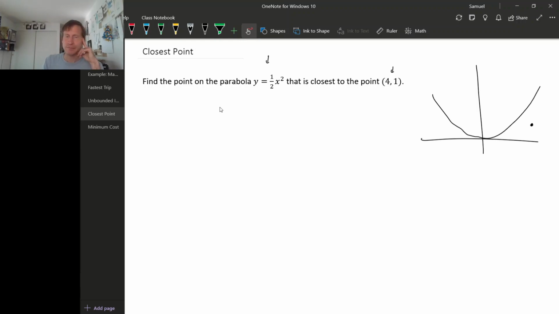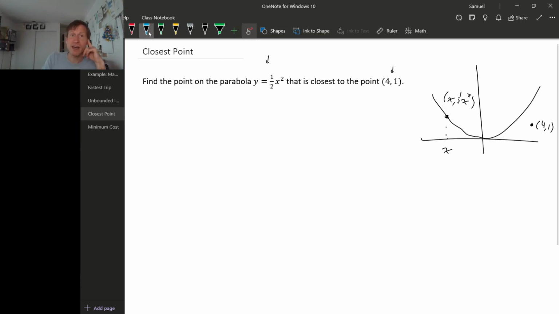So let's find what the closest point on this parabola is. What we're going to have to do is, I guess first thing we need to do is figure out what it is that we can control. Well, what we can control is which point on the parabola we're choosing, right? So this point over here, (4, 1), that's fixed. But we can choose any point on this parabola. And points on this parabola always look like (x, 1/2 x squared). That's what makes them be on the parabola.